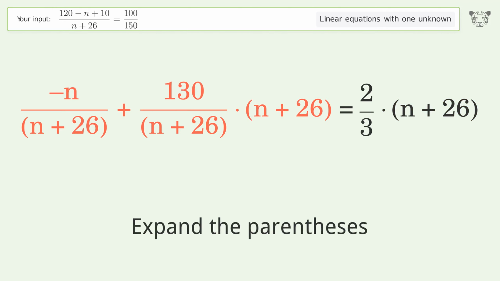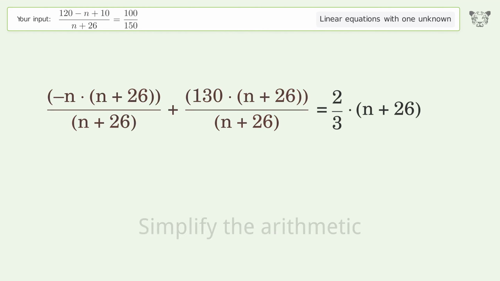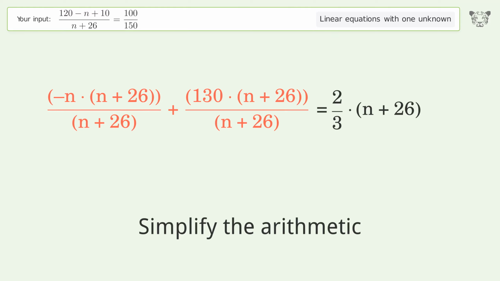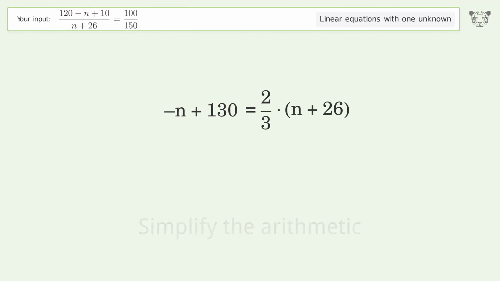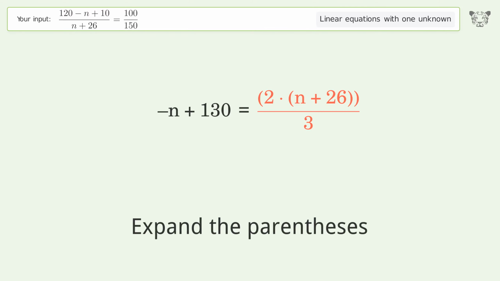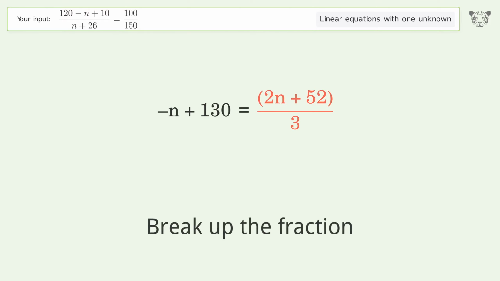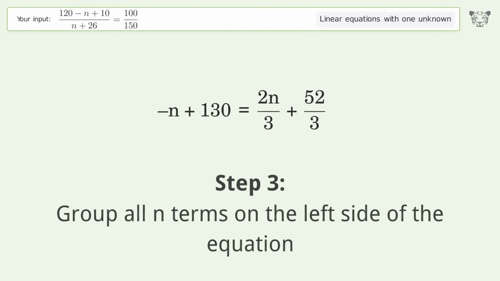Expand the parentheses. Simplify the arithmetic. Multiply the fractions. Expand the parentheses. Simplify the arithmetic. Break up the fraction. Group all n terms on the left side of the equation.